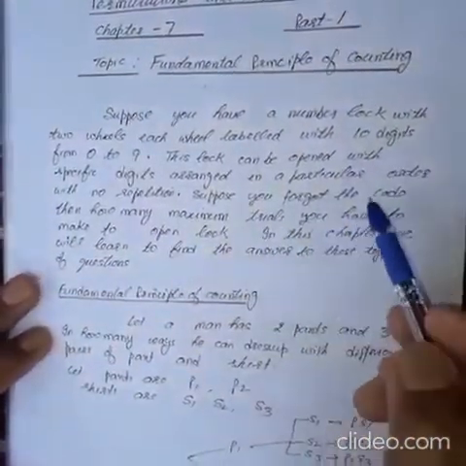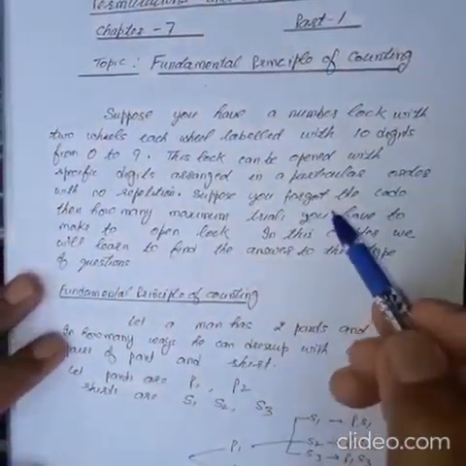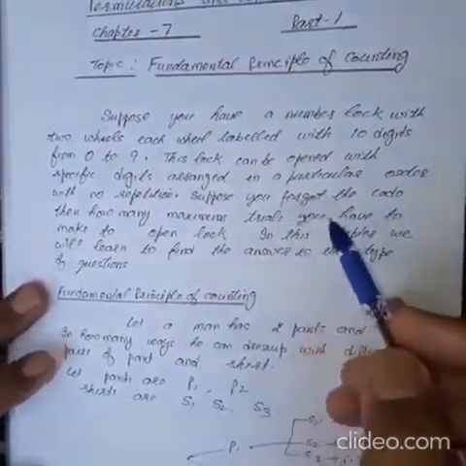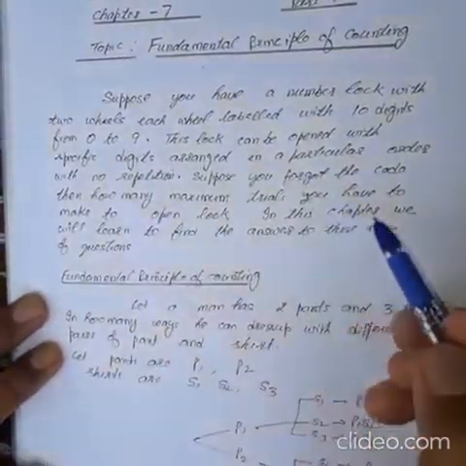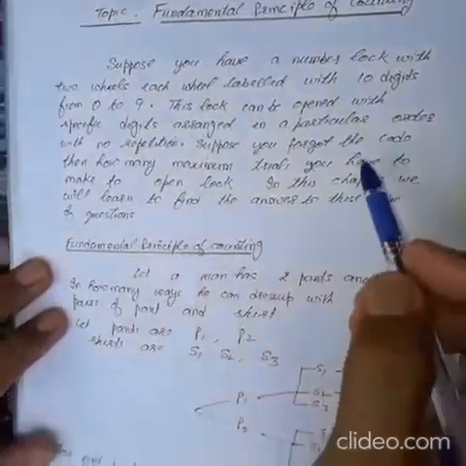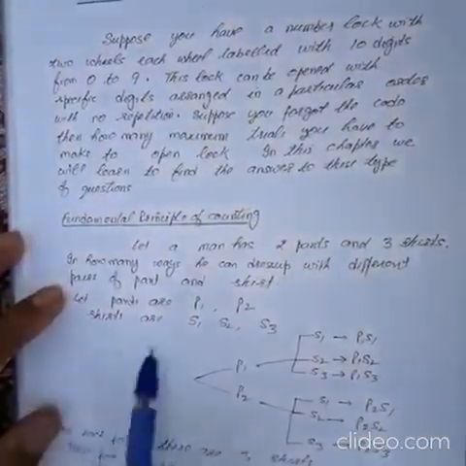Now suppose you forget the code. Then how many maximum trials do you have to make to open the lock? So in this chapter we will learn to find the answer to these types of questions. Now in this we have the first fundamental principle of counting.